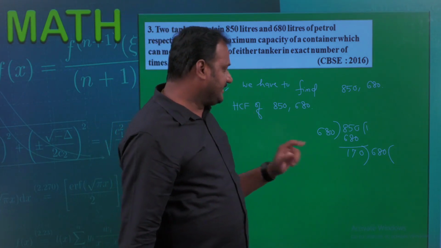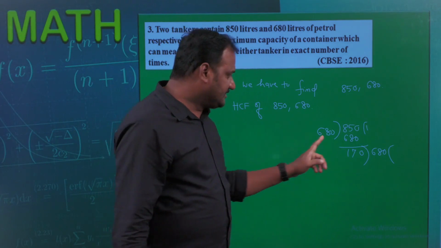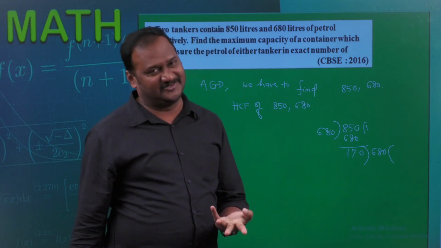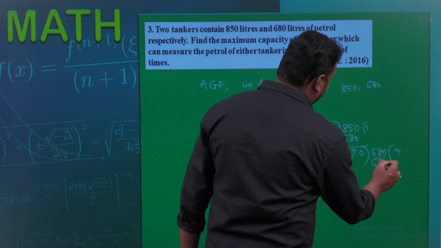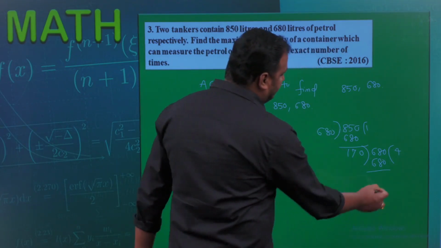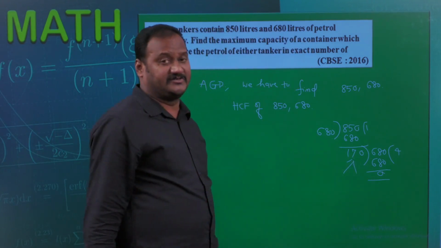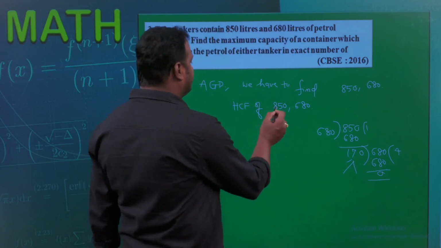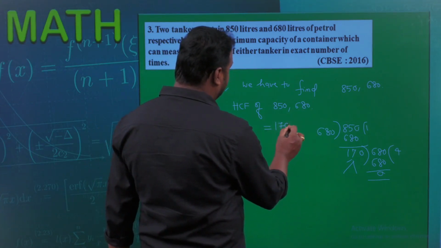Then let us think, if we go by, for example, 4, 17 fours are 68. So 17 fours are 680, and the remainder is going to be 0. So 170 is the HCF of those two numbers. So the HCF of 850 and 680 is going to be 170.